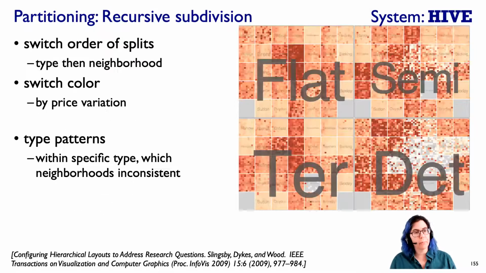Let's try a different order. What if we switch to first split by type, and then within the four types, we can split by neighborhood? We've also switched what we're color coding. We're now color coding the price variation. So now the kinds of patterns we can see are within a type. When is there a lot of inconsistency within a neighborhood? If I were house hunting and I found something that seemed like I liked it, but it was a little expensive, should I keep looking? Is there going to be high price variability within a neighborhood? That's the kind of question we can ask with this visual encoding.